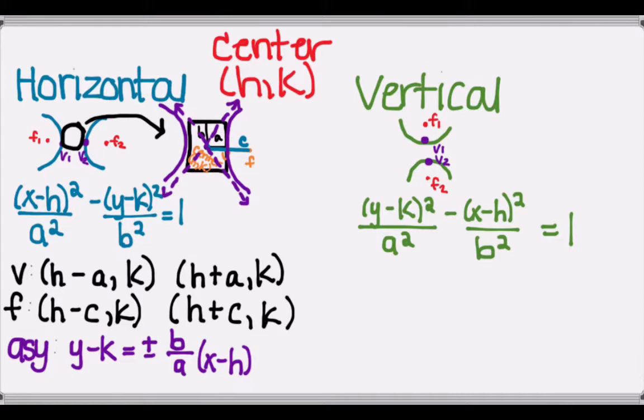And the main thing to keep in mind with the asymptotes is that you're using rise over run to create a linear slope. So for the horizontal one, the rise is b and the run is a, so that's why the slope is written as b over a.